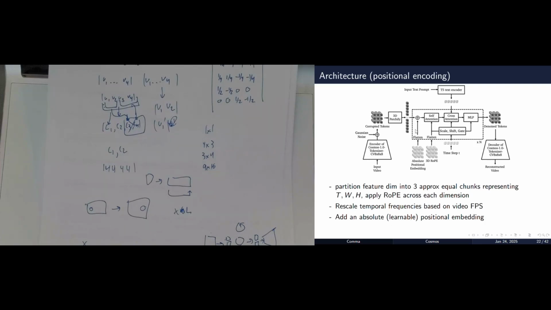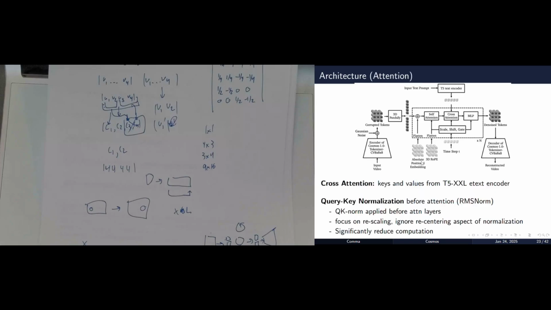Finally, they also tack on an absolute positional embedding, which you can think of as a positional encoding that you can backpropagate and learn. So if the model learns that it really needs to attend to the first image frame, it will have that information in the absolute positional embedding.